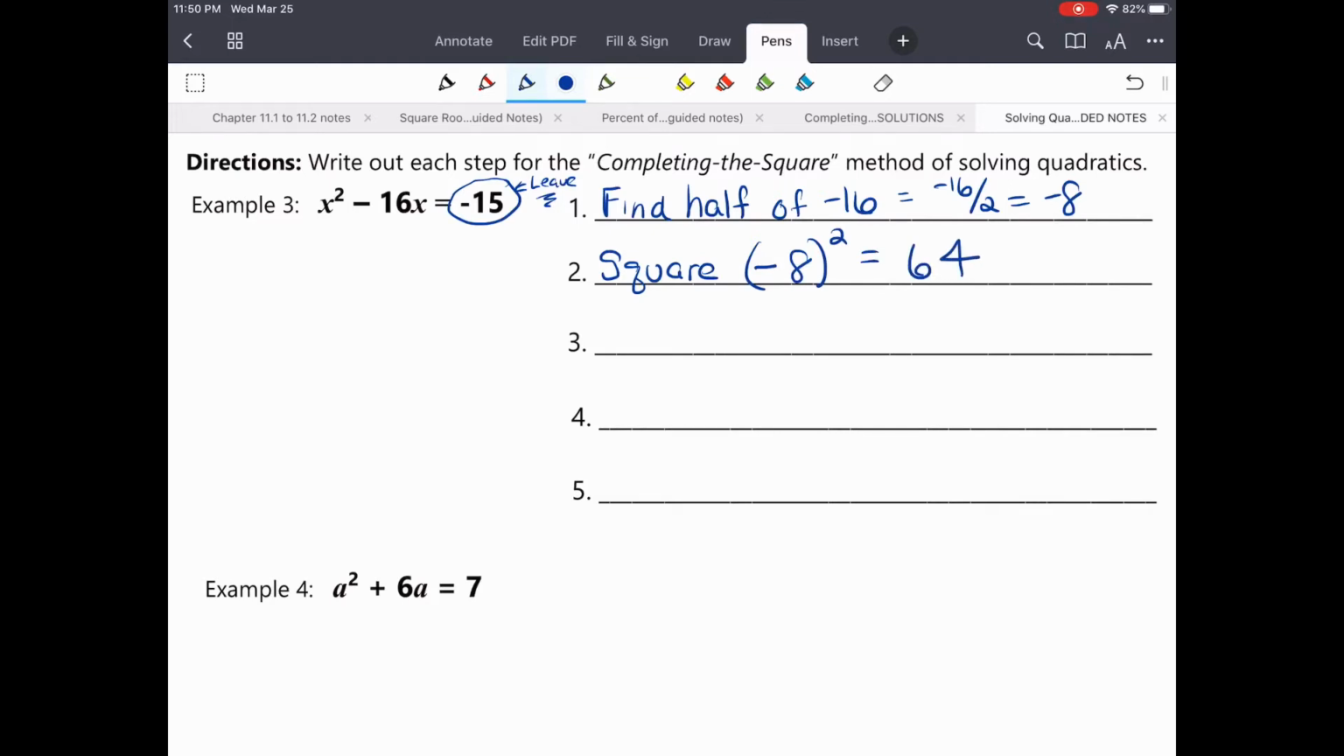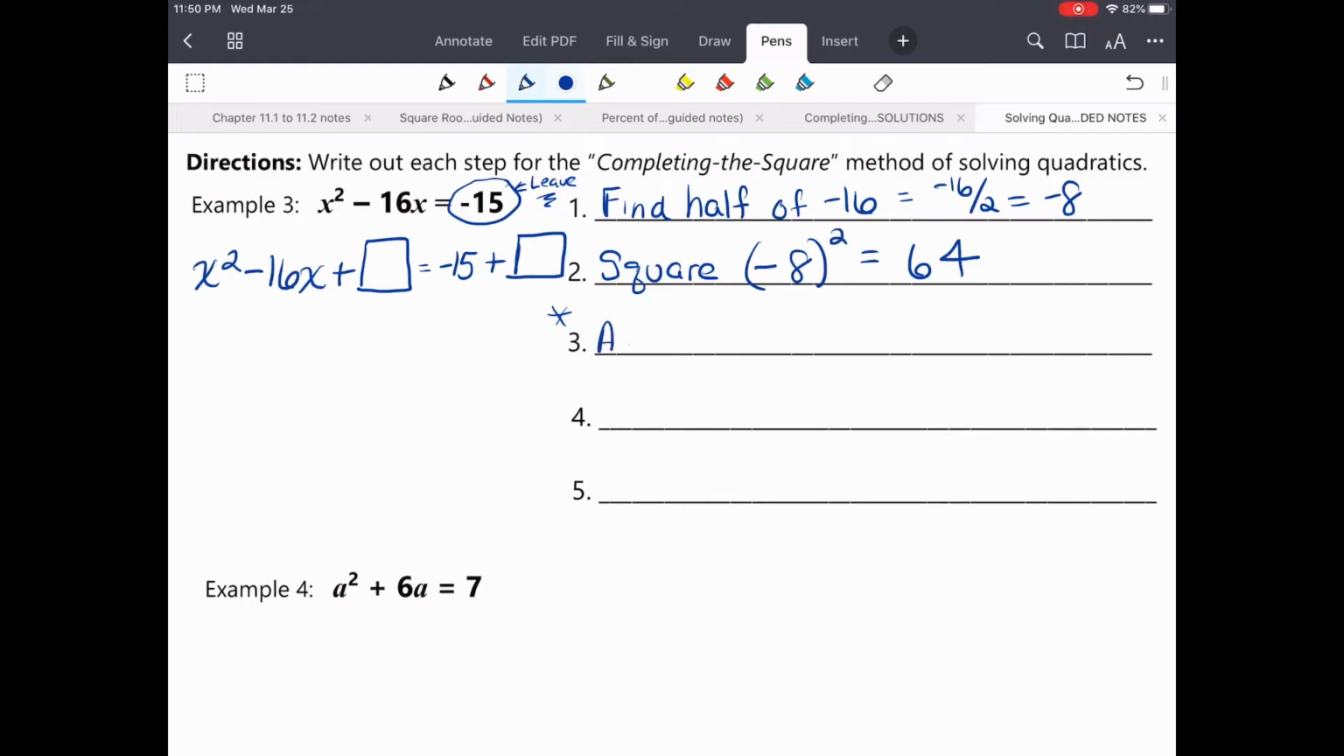And then here's where completing the square comes. This is where it's a little bit different than the first two examples. So here's where you might want to write it out. So I'm going to write x squared minus 16x. All right, and then I'm just going to write plus, and put a box there. I'm going to put negative 15, and I'm going to put a box there because we're going to put a value in there. All right, and the value that we're going to put in there is going to be the value we just found.